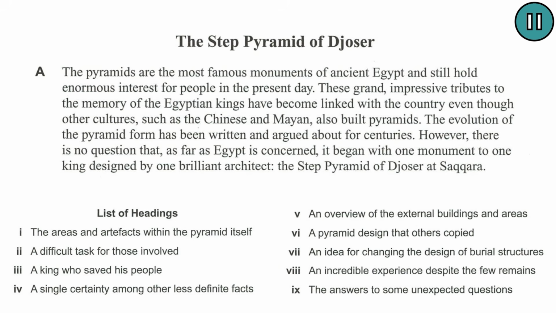Ready? Okay. I think number 4 may be our answer. In the paragraph, we've read about the evolution of the pyramid form that has been argued about, but there is no question that it began with one monument. And option 4, the header 4, reads, a single certainty among other less definite facts. This may be our answer, but let's check other options first.